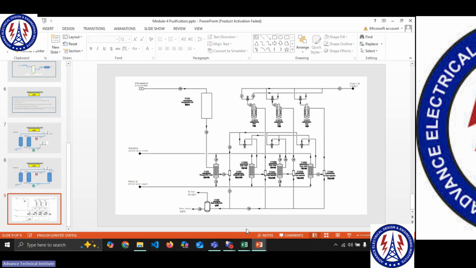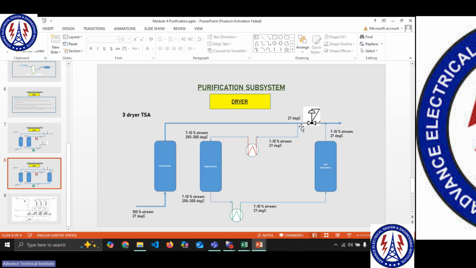This is kind of how it looks. I think we showed this diagram also in the class. So now, the only thing we know for sure is we need to heat the 10% stream from 27 degrees Celsius to 300 degrees Celsius. Can we agree on that? Yes. That heat rise is what we are going to calculate.